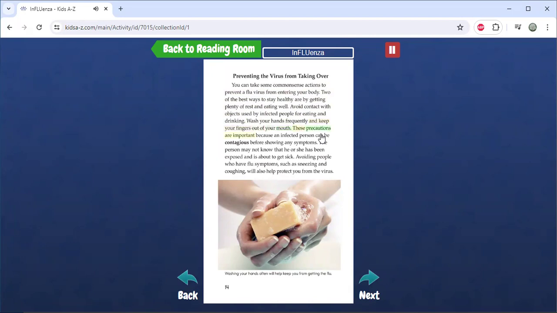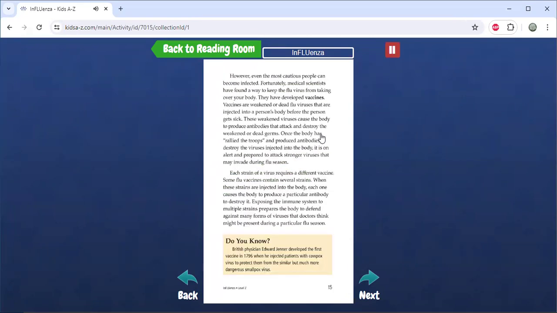These precautions are important because an infected person can be contagious before showing any symptoms. The person may not know that he or she has been exposed and is about to get sick. Avoiding people who have flu symptoms, such as sneezing and coughing, will also help protect you from the virus. However, even the most cautious people can become infected.